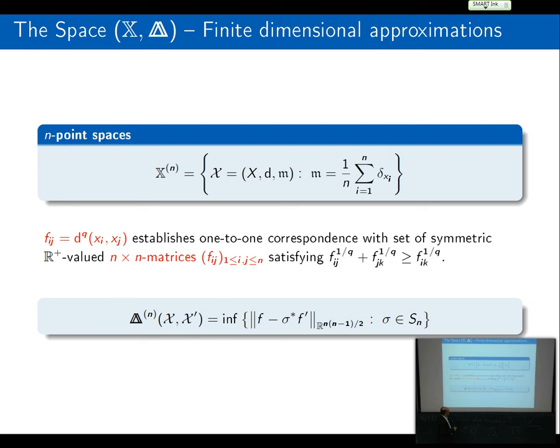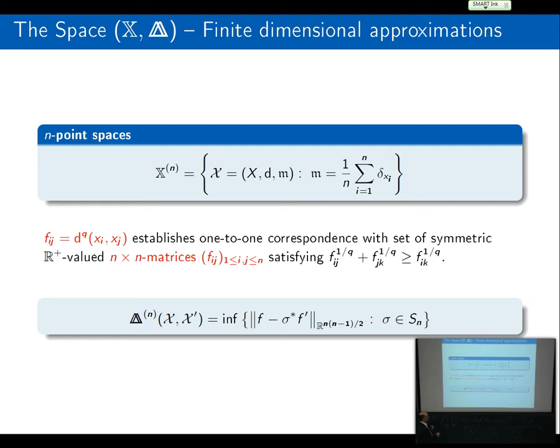the Euclidean distance on this Euclidean space of dimension n squared over 2 between one matrix and the other matrix, but we allow the second matrix to change the coordinates, which means we relabel the points. This is the optimal coupling.